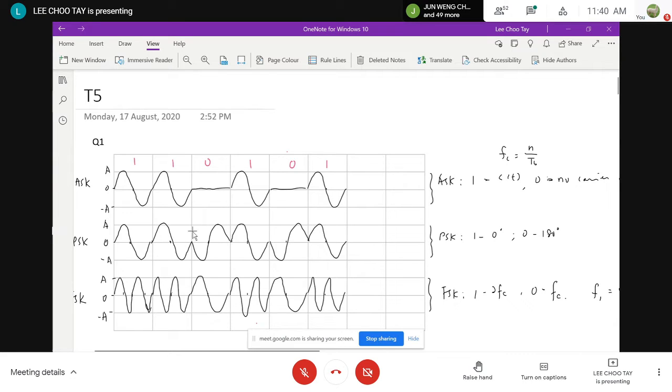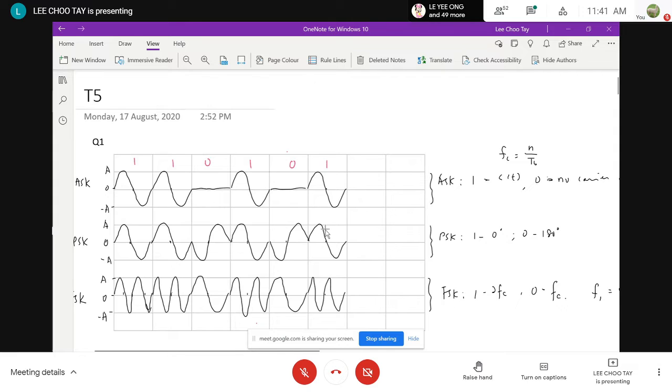180-degree phase shift means positive becomes negative. So this is my negative sine wave to send a 0. And to send a 1, I send back the sine wave with 0-degree phase shift. To send a 0, I send a sine wave with 180-degree phase shift, so that is minus sine wave. I send a 1, another sine wave again with 0-degree phase shift. So that's for PSK.